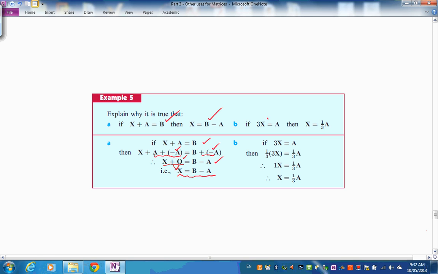What about if 3x equals a, can you prove x is a third a? Well, let's start off with 3x equals a. Let's multiply this side by a scalar, a third, and a third on that side, a third of 3x. And these are both scalars, so a third of 3 is 1, so x equals a third a, so matrix x is a third of matrix a.